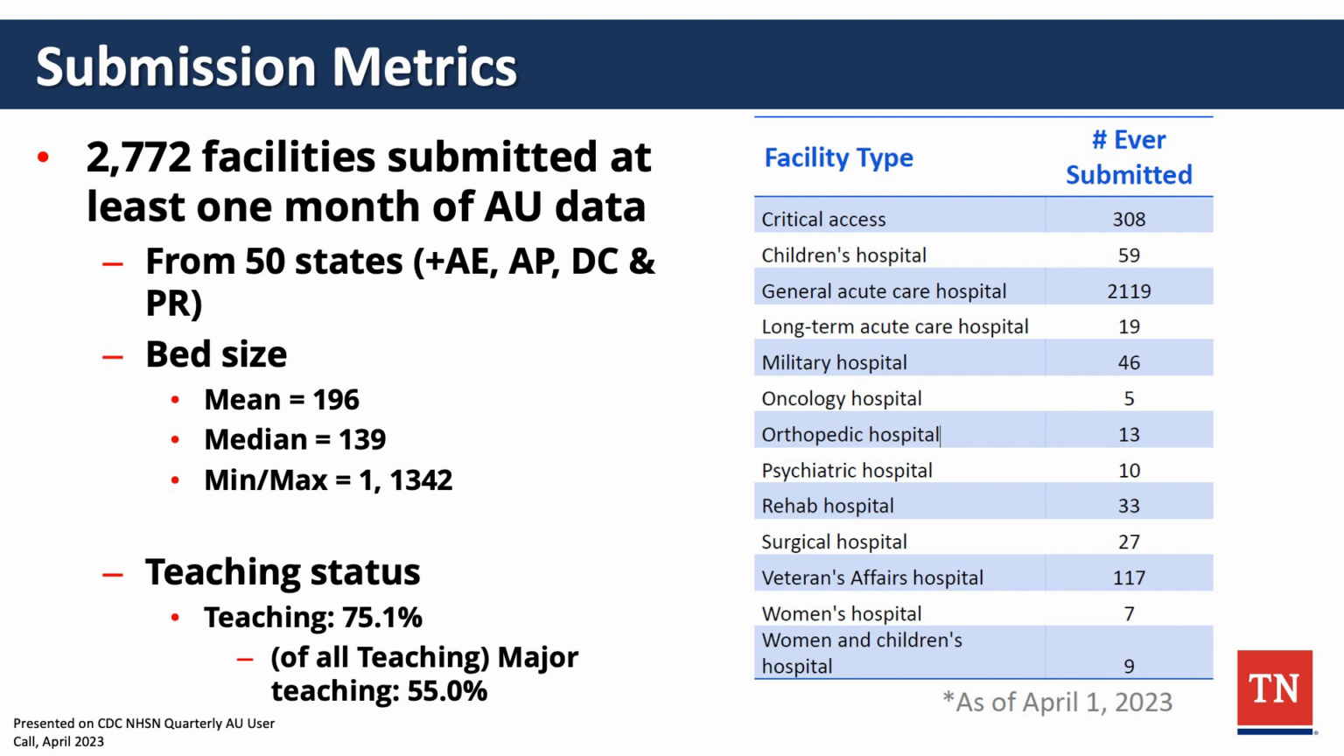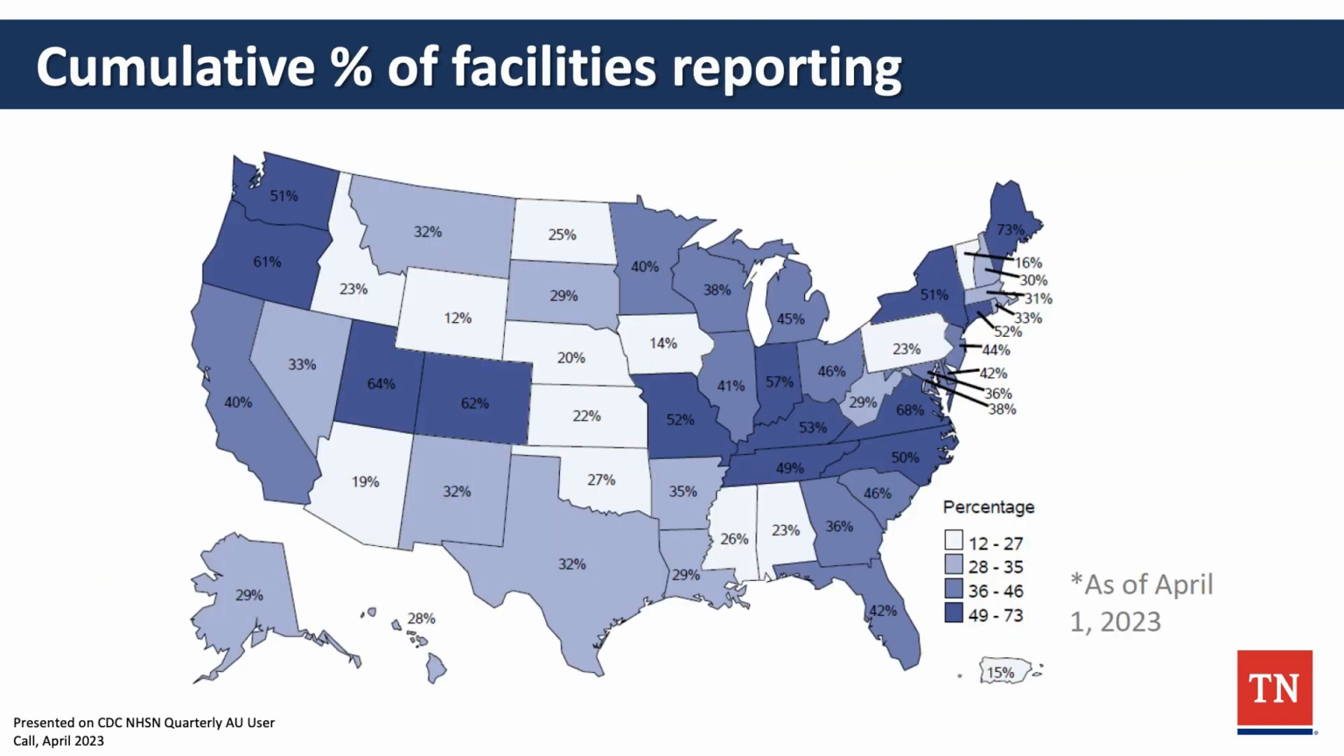And this is what the breakdown actually looks like with regards to hospitals. What I wanted to highlight here is that they have really, really tiny hospitals in here, and they have very large academic medical centers. Generally speaking, the general acute care hospital represents the largest number of hospitals that are reporting into the AU option.